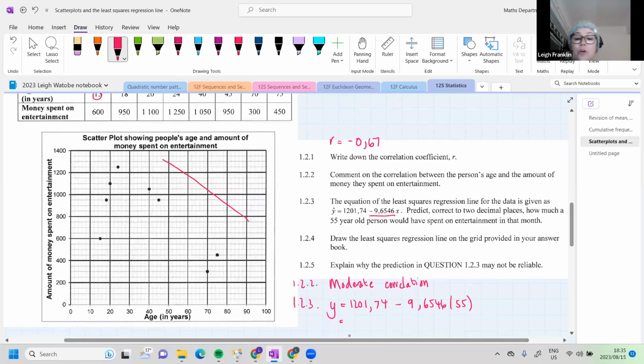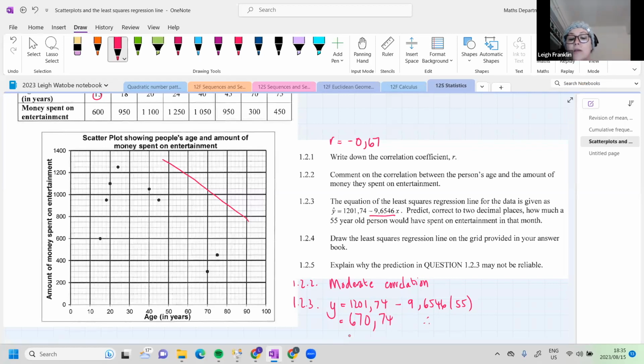All right. You should be getting 670,74. Okay, so we are saying that somebody of age 55 would be spending 670 Rand and 74 cents approximately on entertainment in that month.